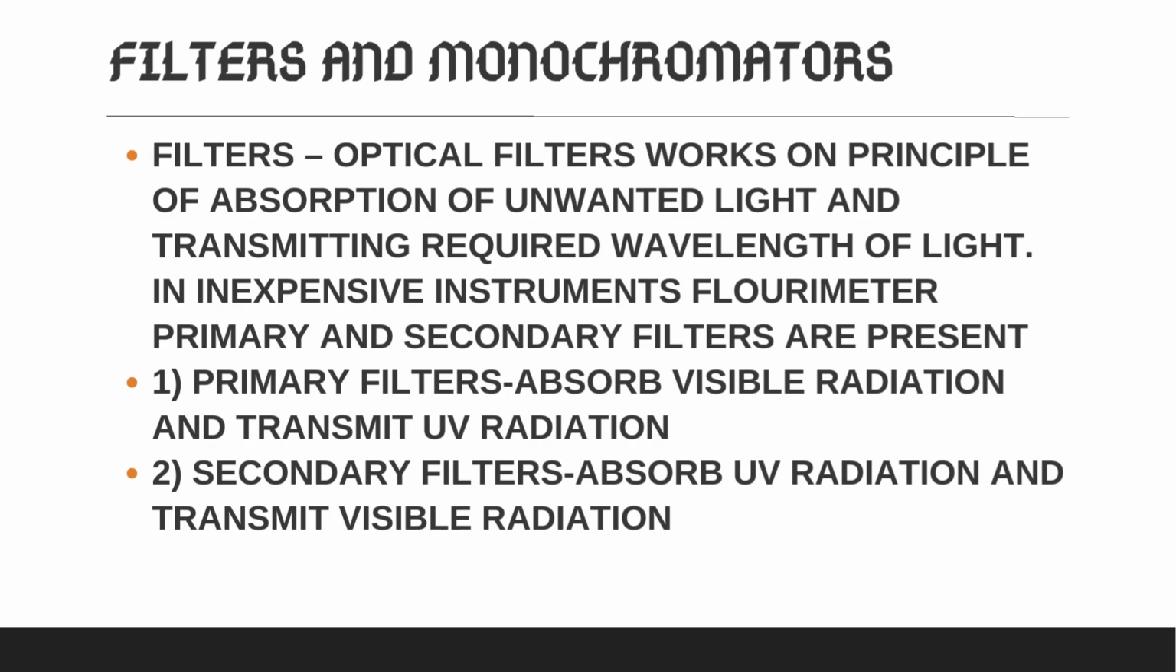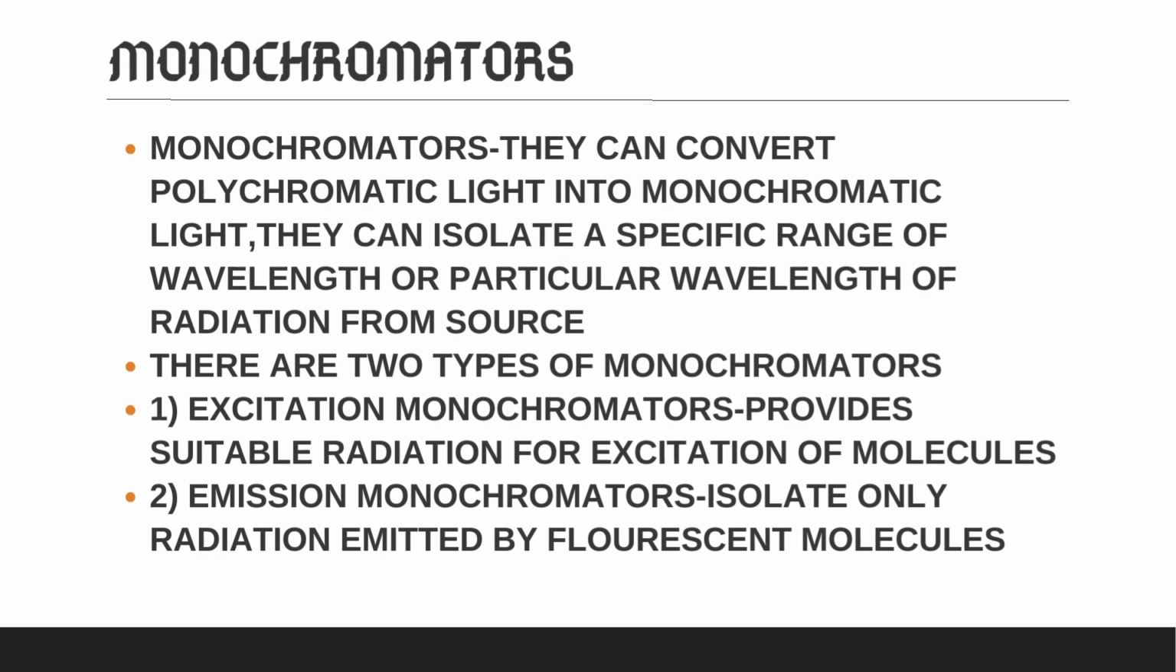Filters and monochromators. Filters. Optical filters work on the principle of absorption of unwanted light and transmitting the required wavelength of light. In inexpensive instruments, fluorimeters, primary and secondary filters are present. Primary filters absorb visible radiation and transmit UV radiation. Secondary filters absorb UV radiation and transmit visible radiation.